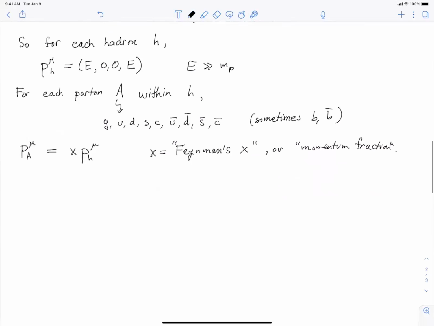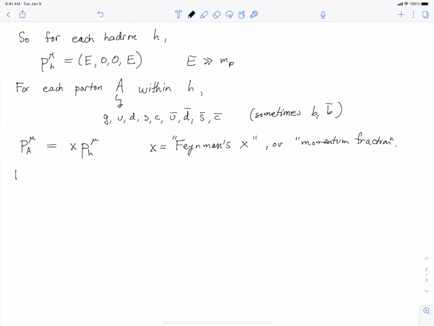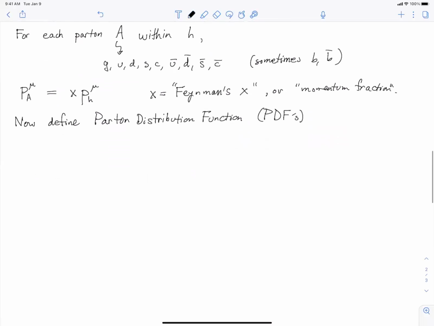Okay, so now to make progress, we make a definition. We define the following thing called a parton distribution function. This is the original PDF. In fact, there's more than one of them. These are PDFs, and they're defined by the following thing.